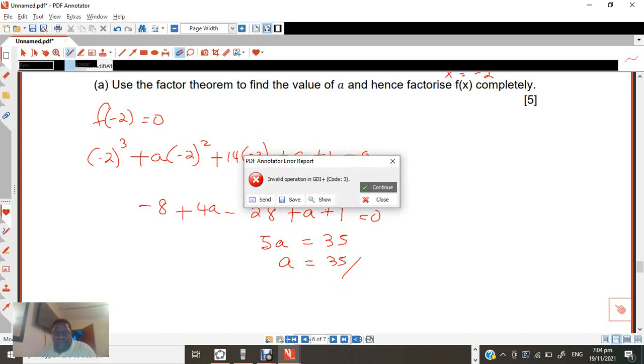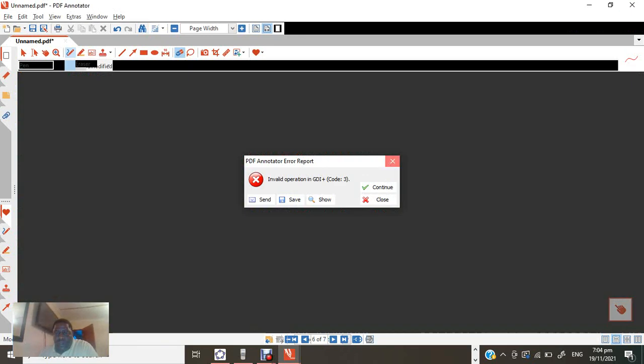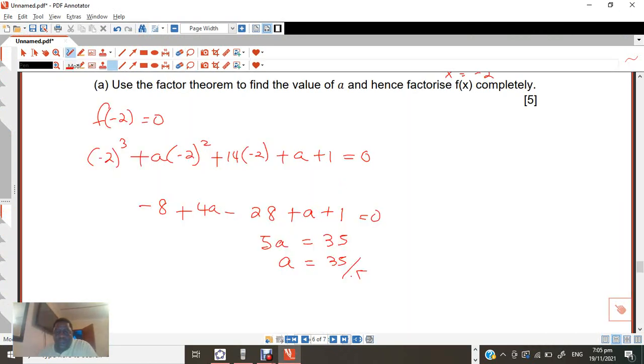That's 7, though. Invalid operation. So if it's invalid, then we can get rid of that. Okay, so again, this should be 5, therefore a is equal to 7. I think we figured out how to deal with that particular problem.